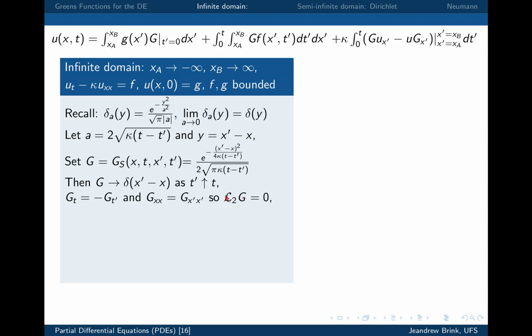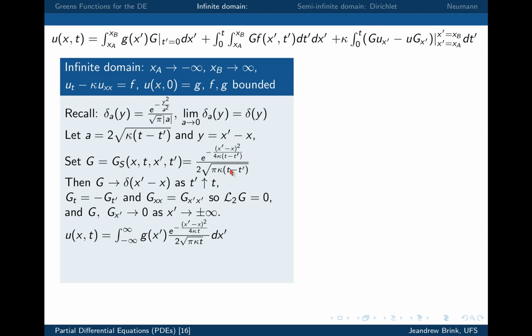So we have that L2 of G is equal to 0, and remember L2 is different from this operator, with a minus sign in front of the u of t, so it's exactly right. And we can also verify directly, as I mentioned earlier, that G and G_x approach 0 as x prime approaches plus or minus infinity, so we don't have to worry about these two terms on the boundaries.